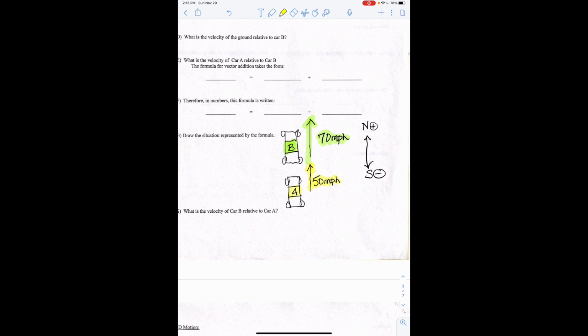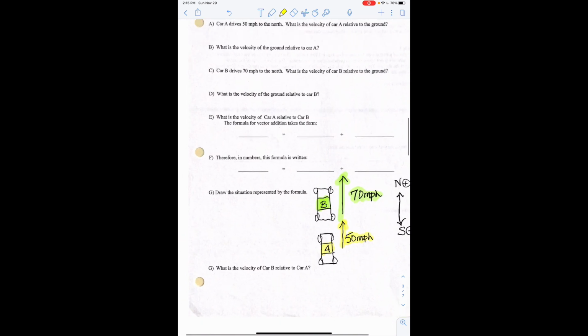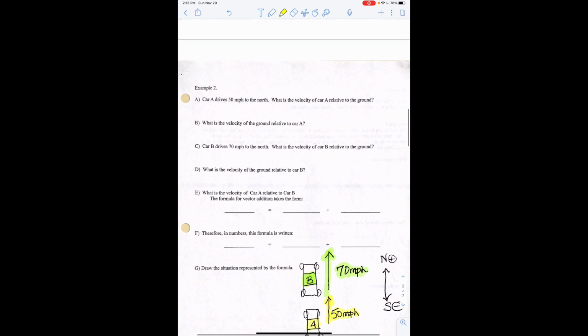Okay, so this is what we have happening, right? Both cars are heading north, and it's good. All right, so then they ask us some questions. Car A drives 50 miles per hour to the north. What is the velocity of car A relative to the ground?